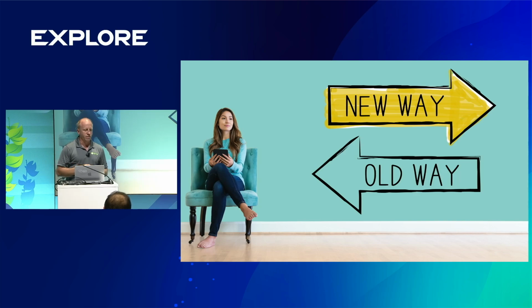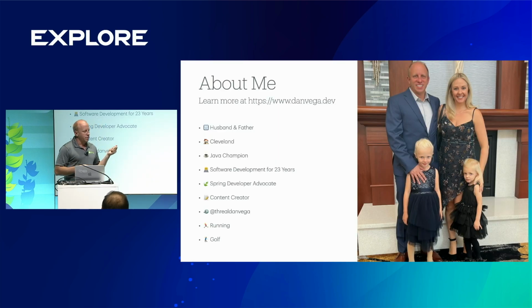So a little bit about me: husband and a father. My wife Jen, our two daughters, Isabella and Juliana. Thank God they look like their mother. Oh, they're beautiful. We live outside of Cleveland. I am a Java champion. Again, I put that dinosaur picture up there earlier. I'm a Spring developer advocate. I love creating content. I'm still on the Bird app at The Real Dan Vega.